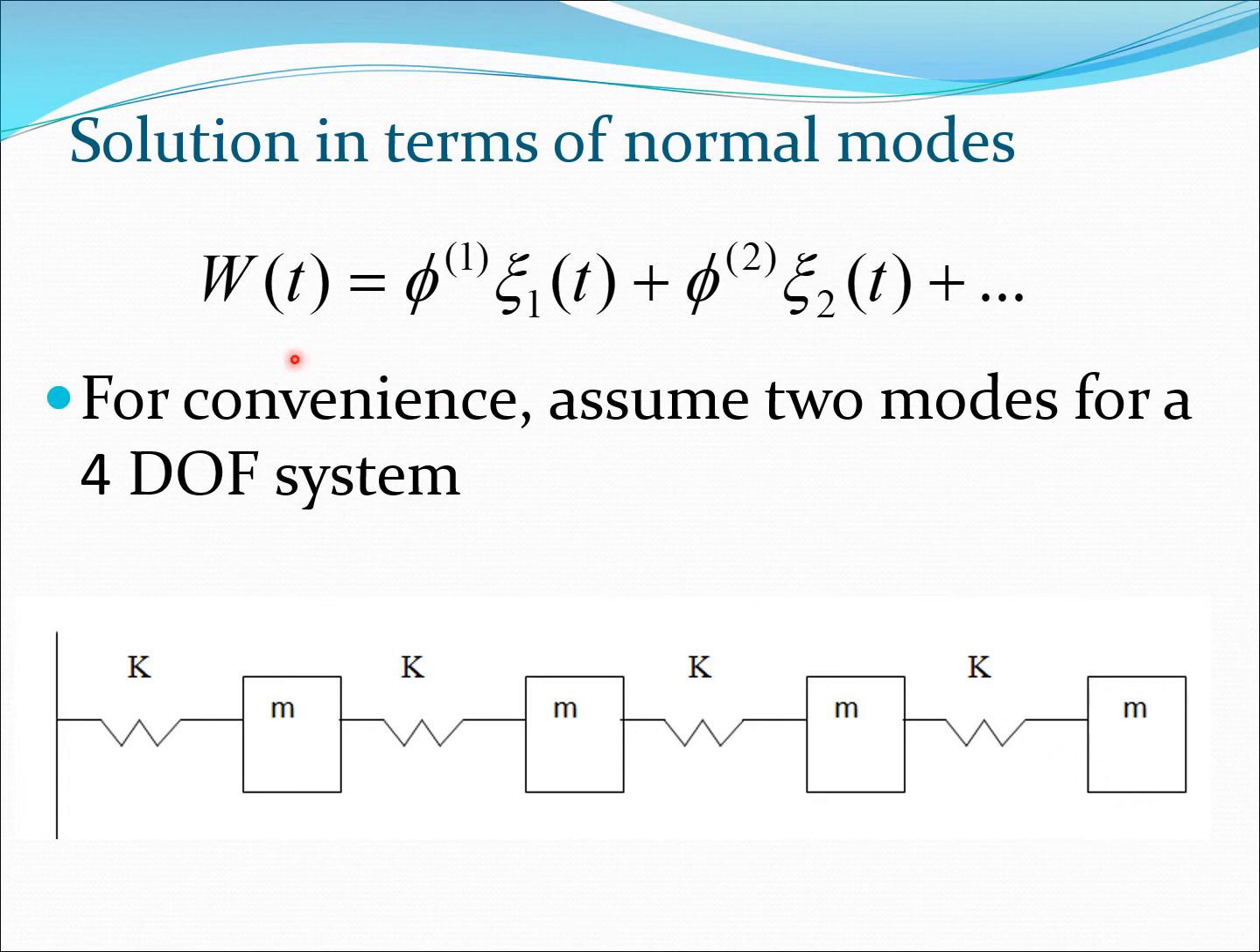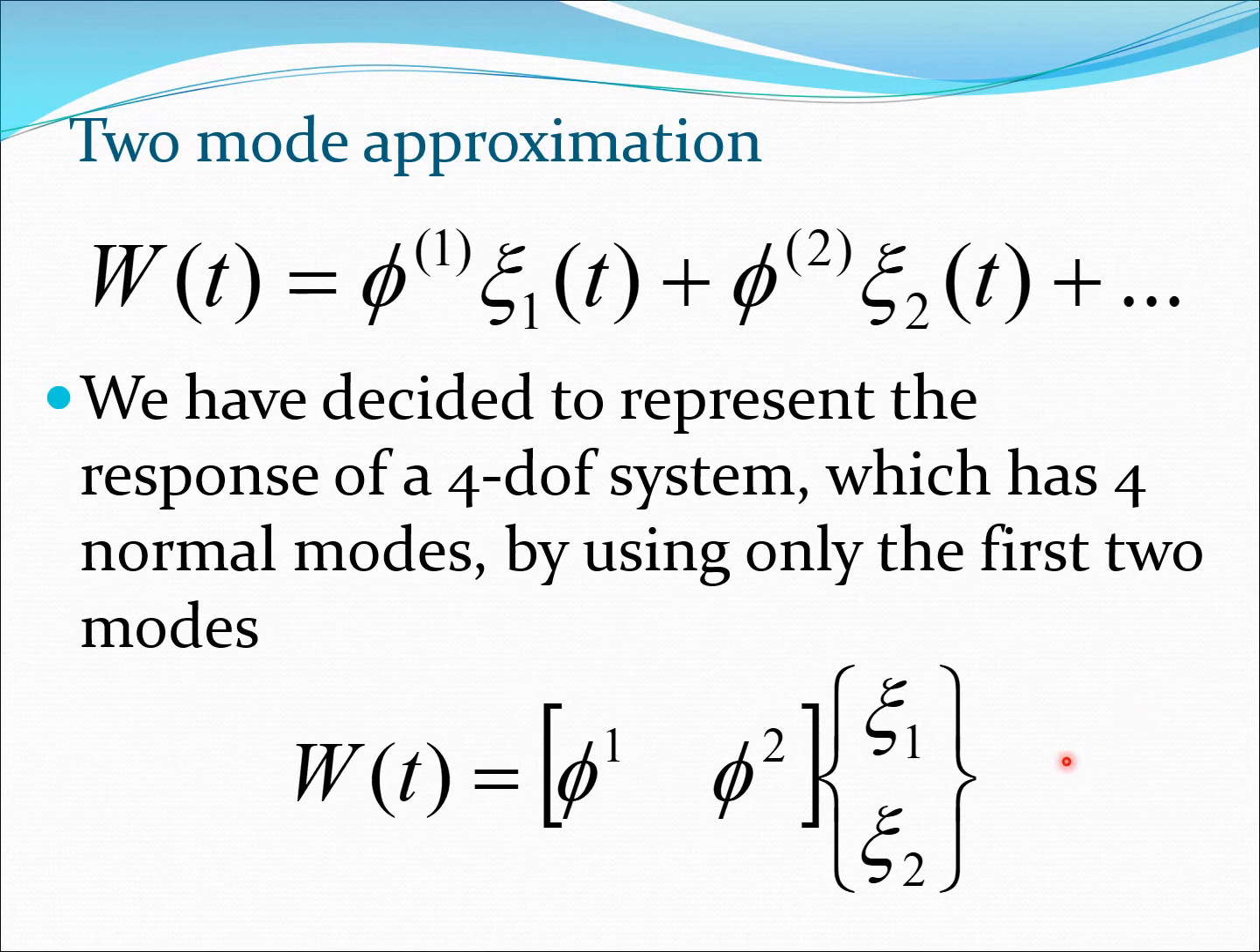So what we are going to do is we are going to express the solution only in terms of the first 2 modes. So we are going to use a truncated series here. So that's the 2-term expansion, and we have decided to represent the response of this 4 DOF system, which has 4 normal modes, by using only the first 2 modes. So essentially in matrix form I can write this equation as a matrix [phi1 phi2] times the vector [xi1 xi2], and remember that these two are typically vectors.